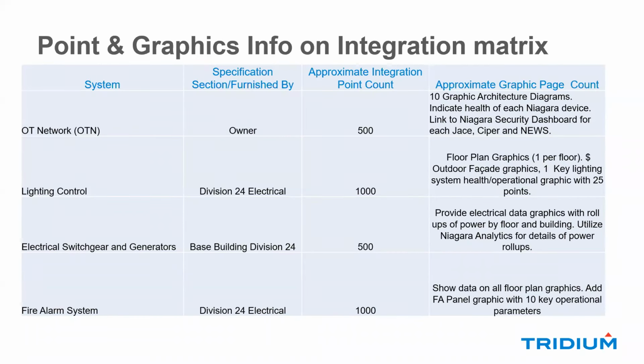So you can also add the points and graphics on your integration matrix. So you can say, okay, we talked about, let's say, the fire alarm system. It's going to be provided by Division 26. There's going to be 1,000 approximate points, and then you want to show the fire alarm data on all the floor plan graphics for each floor. But you can also add one key fire alarm panel graphic that might have key operational parameters like whether the panel's in trouble, what's going on with the panel, what mode it's in. So you can again use the integration matrix also to add definition for the graphics that you might use.